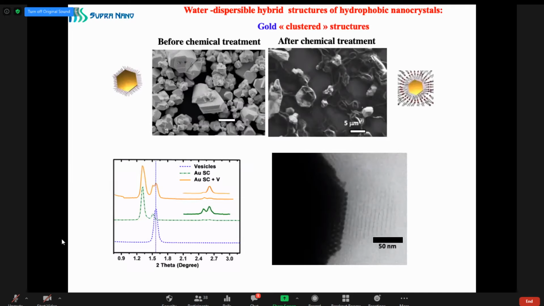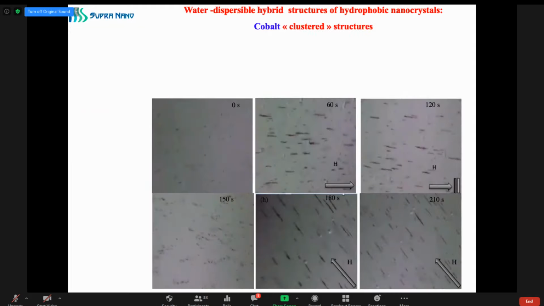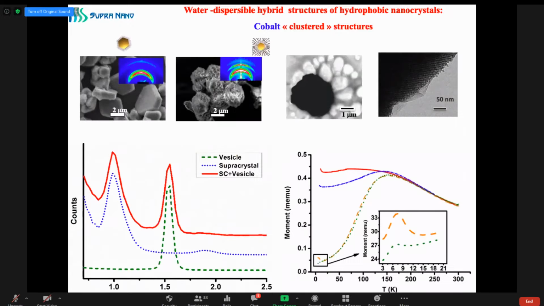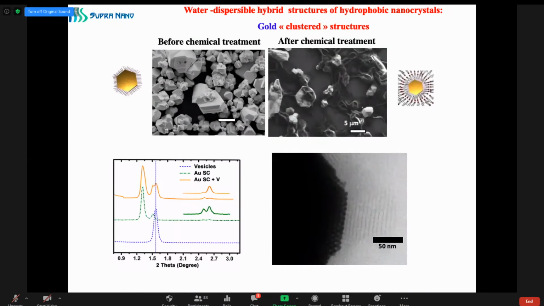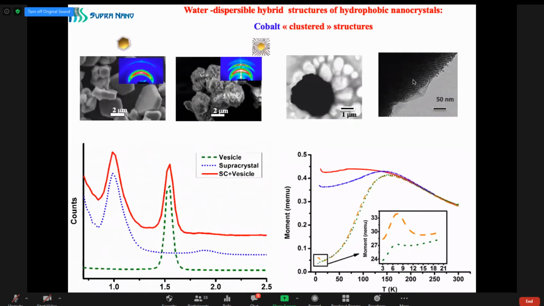Instead of cobalt, we can do gold particles. And for you, as optical well-known people, you know what gold means. So we use exactly the same procedure with gold. Just to mention here, at the interface you see a layer. That's probably cobalt oxide.